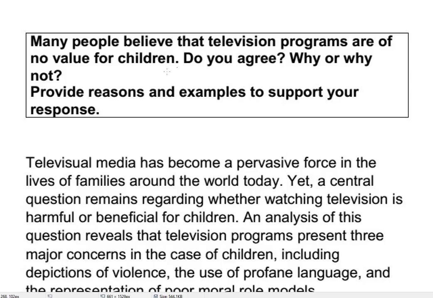Let's look at this prompt. Many people believe that television programs are of no value to children. Do you agree? Why or why not? Provide reasons and examples to support your response. Okay, so the main task for the writer is to express an opinion.